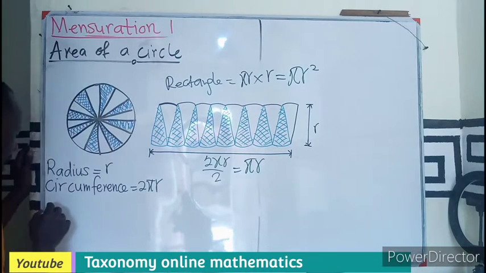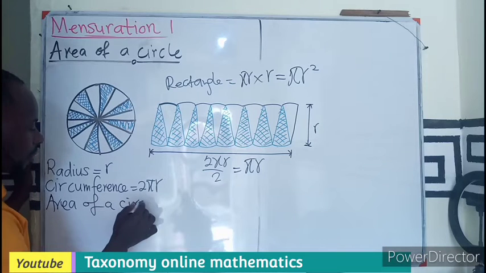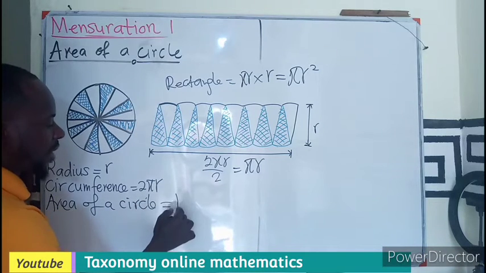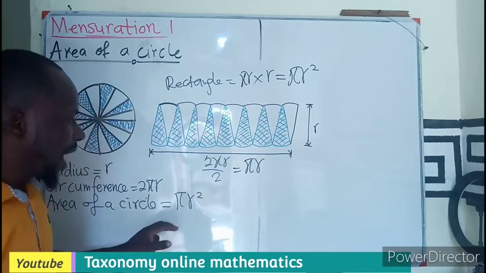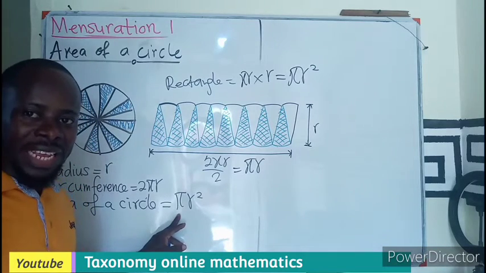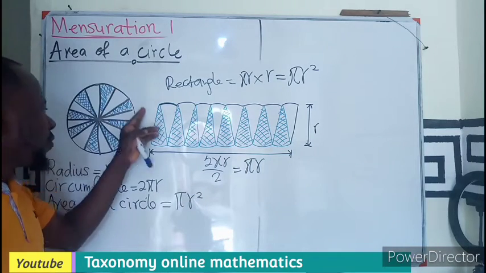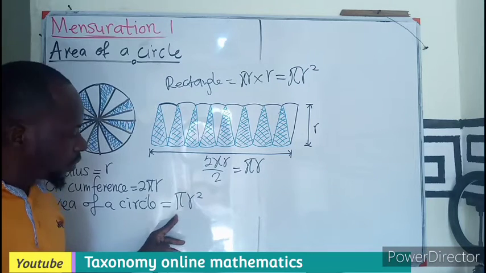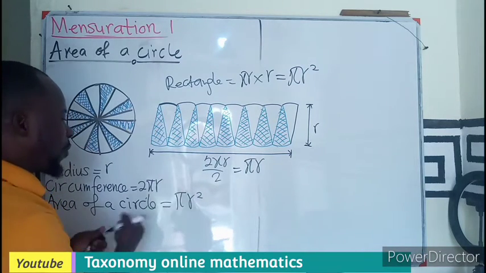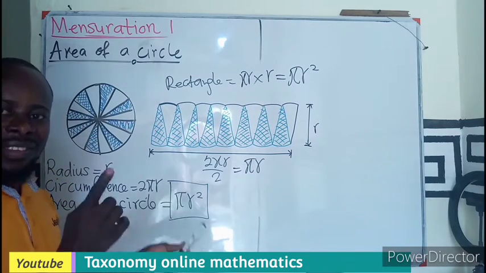So therefore, area of a circle is given by pi r squared. Where pi, we already explained, is a constant of 22/7, meaning the circumference divided by the diameter produces the constant for us. So this is the formula you will use in finding the area of any circle.